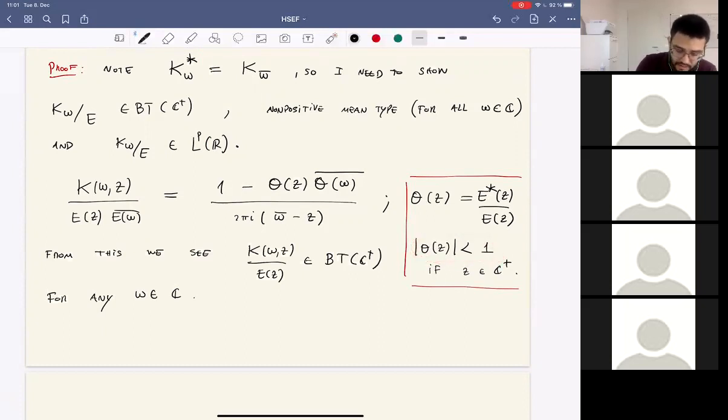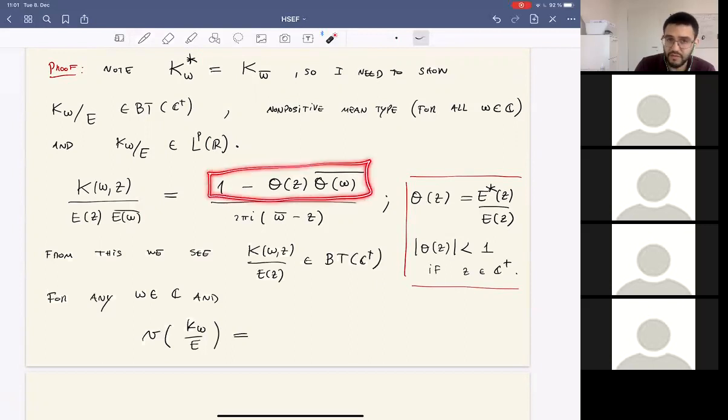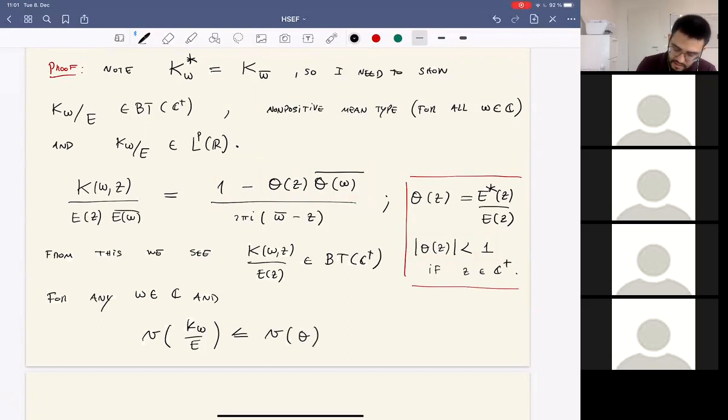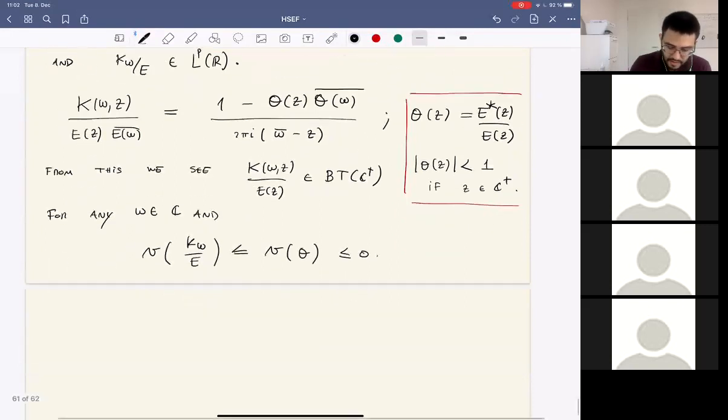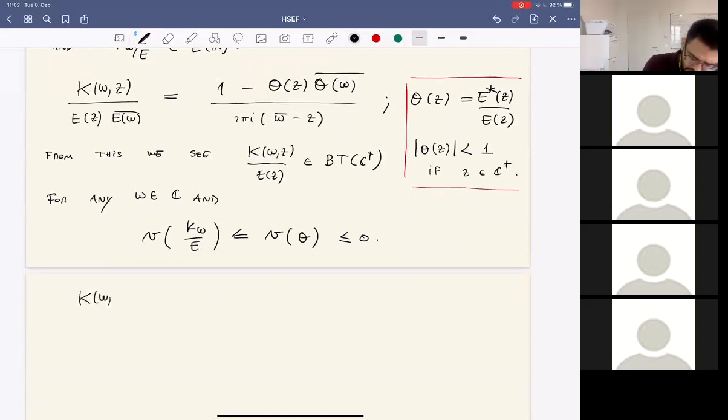So great. So what's the mean type? Well, the mean type of KW divided by E should be what? Well, it's a quotient of two functions of bounded type. Polynomials have mean type zero. That's another problem in the book. And then it's the mean type of a difference, which would be less than or equal to the maximum of the mean types. This has mean type zero. So this would be less than or equal to the mean type of this function, but this function is bounded by one, less than one. So when I take the log of it, it will be negative, less than or equal to zero. So this would be less than or equal to the mean type of theta, which is less than or equal to zero. Okay, so it has no positive mean type. Great. So now all the bounded type conditions are satisfied. And now if I fix a W, let's say a W which is not a zero of E, just multiply both sides by E(W).